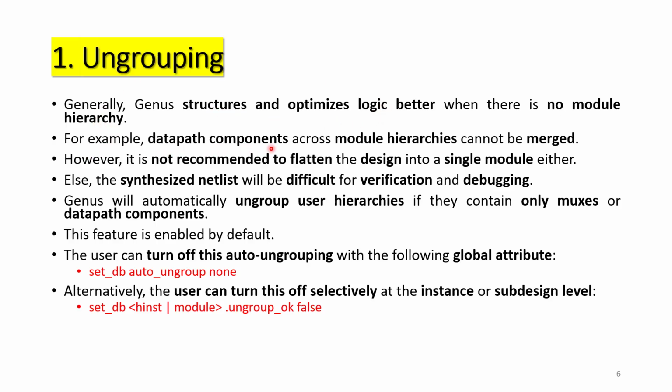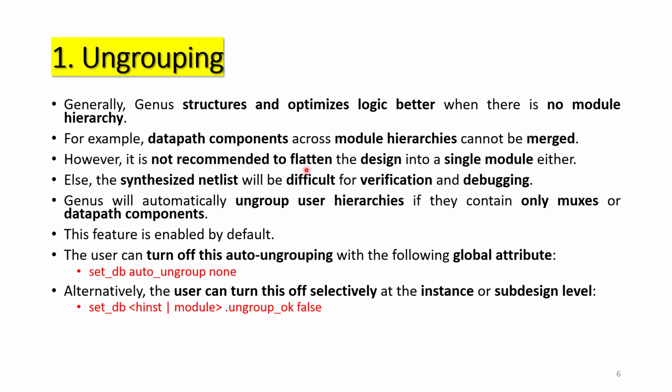Next, for example, datapath components across module hierarchies cannot be merged. Suppose you go for a module based hierarchy, like a 4-bit ripple carry adder containing 4 full adders. Here each full adder is instantiated once. To get a 4-bit ripple carry adder, we need to instantiate the full adder 4 times. So if there is any module hierarchy, merging from stage to stage cannot be performed. That's what I'm telling here: datapath components across module hierarchies cannot be merged if you are going for module based hierarchies.